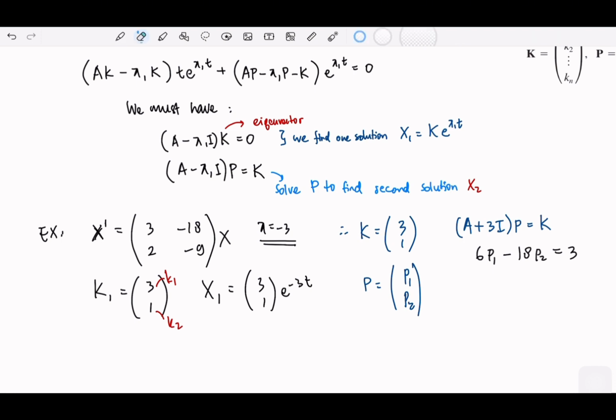And then the second equation, we can write 2 p1 plus (negative 9 plus 3), which is minus 6 p2. So we can solve this, just taking p1 and p2. We can choose p1 to be one half so that p2 is 0.